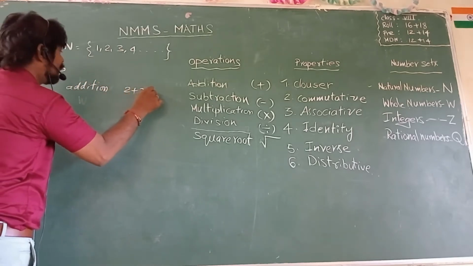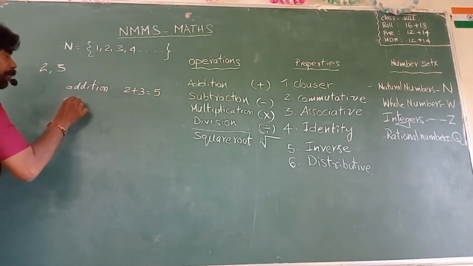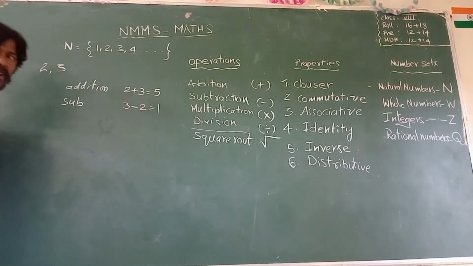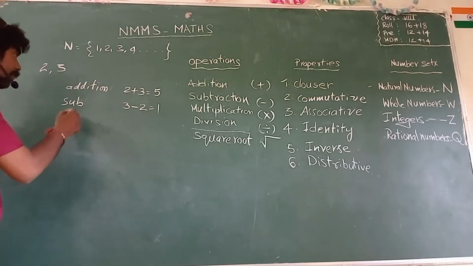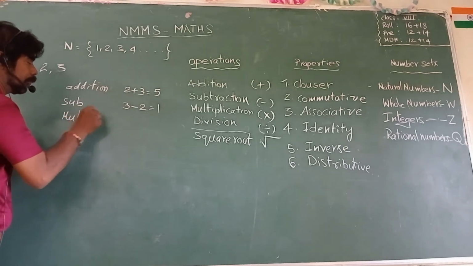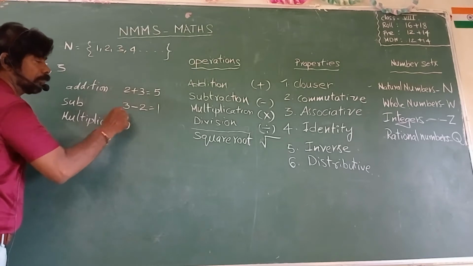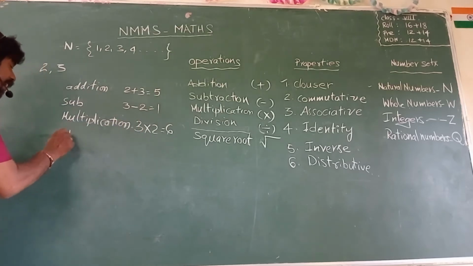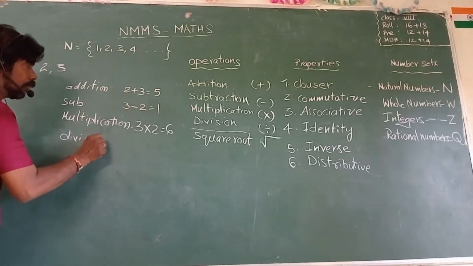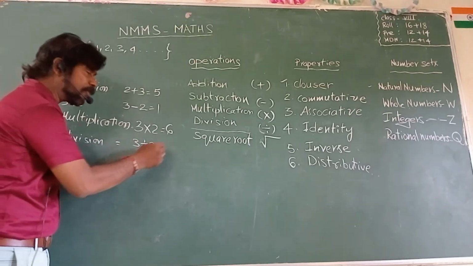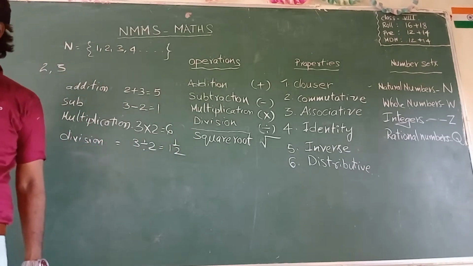2 plus 3 equal to 5. Subtraction: 3 minus 2 is 1. Multiplication: 3 into 2 is 6. Division: 3 divided by 2 is equal to 3 by 2, that is 1 and a half. Understand?